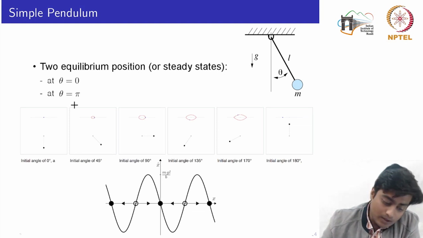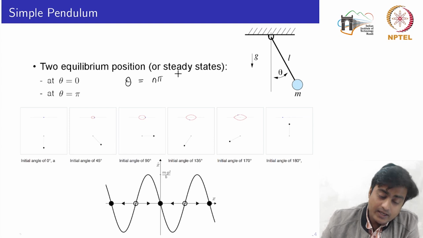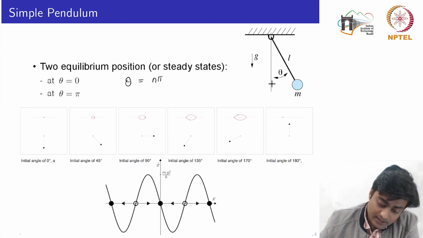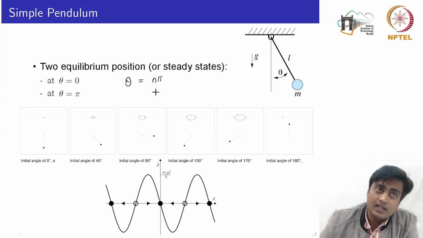In fact, the equilibrium points over the entire axis are theta equal to n pi, where n is an integer from minus infinity to infinity. The even multiples of pi basically define the 0, and the odd multiples of pi are given by these points, right? So let's see the motion with respect to different initial conditions.